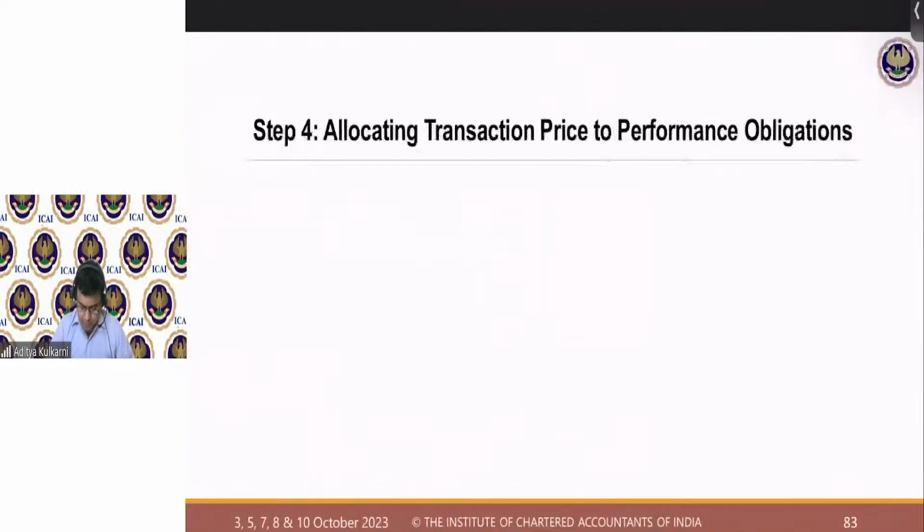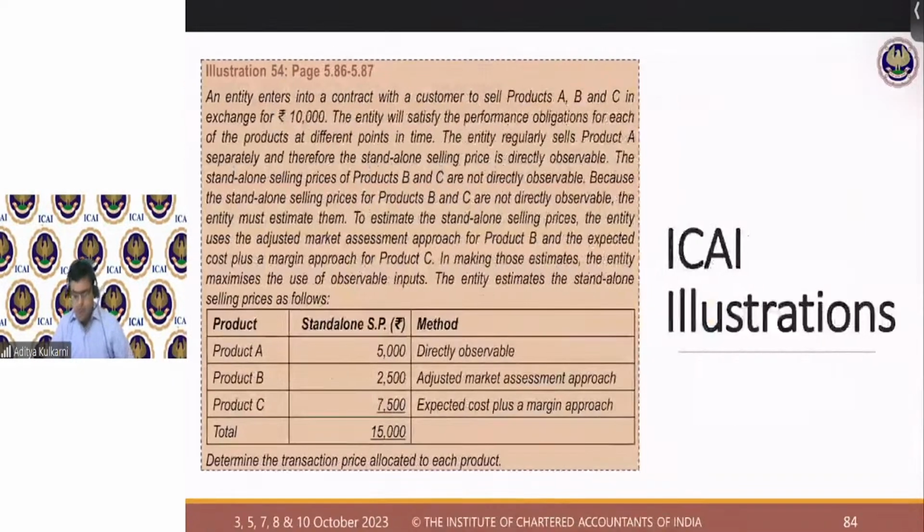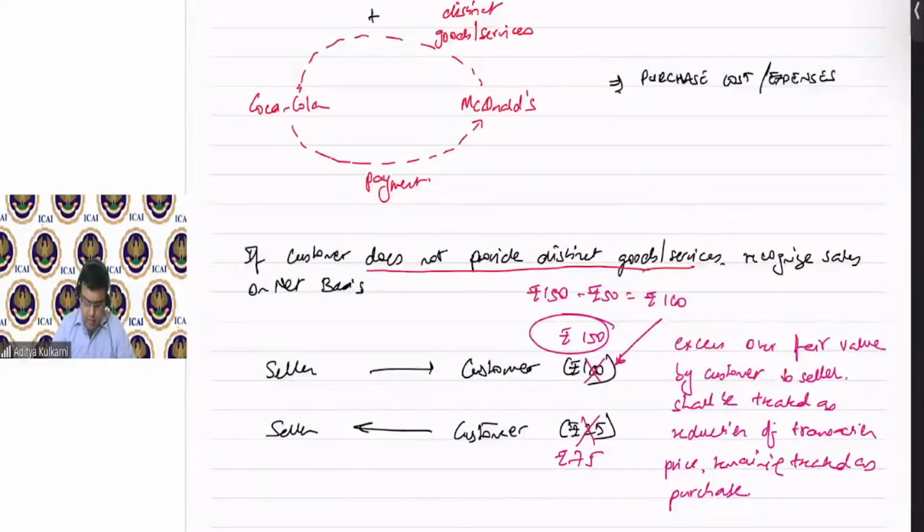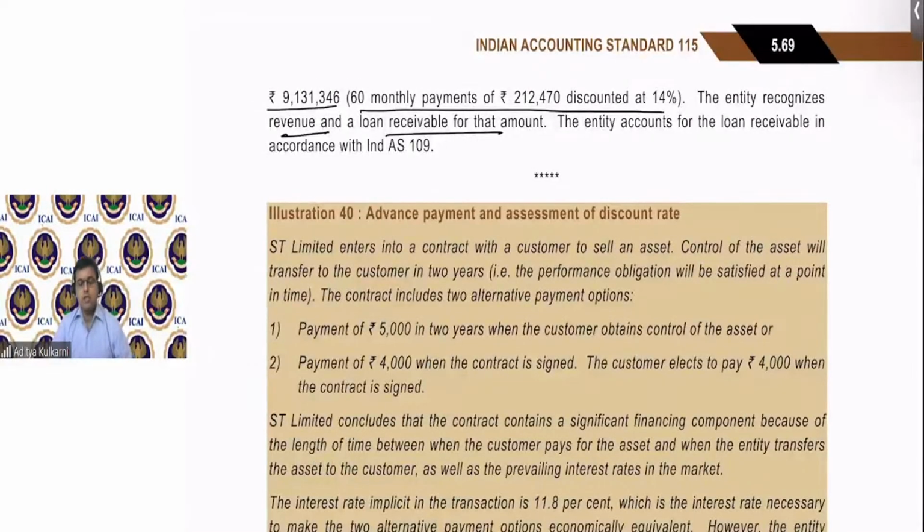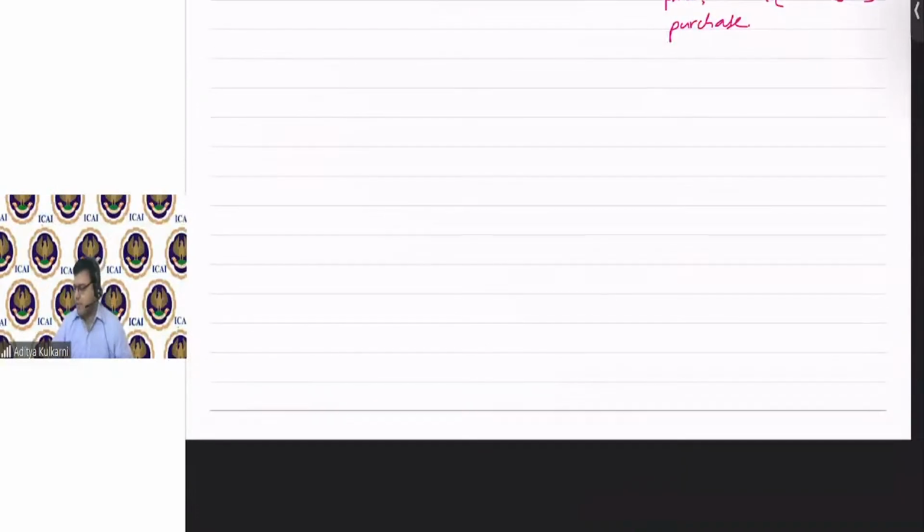Okay. All right. Now we come to the next step, allocating the consideration to the performance obligations. This is step number 4.